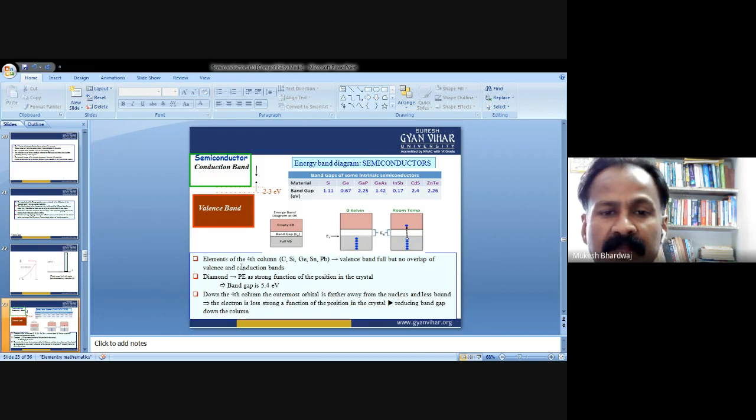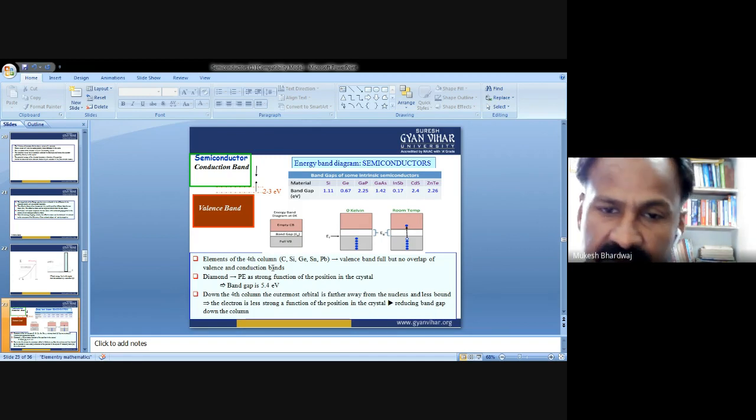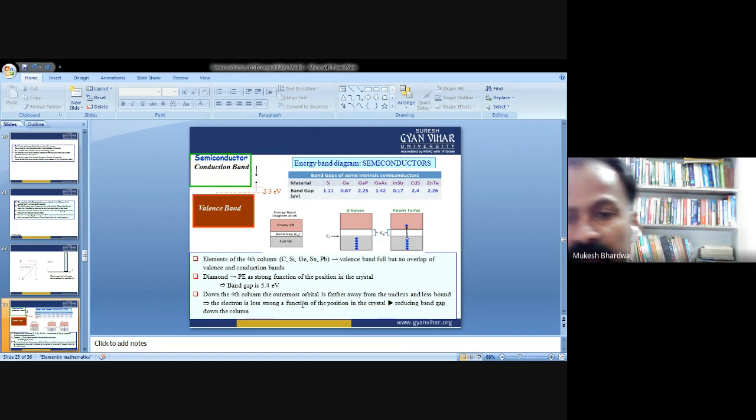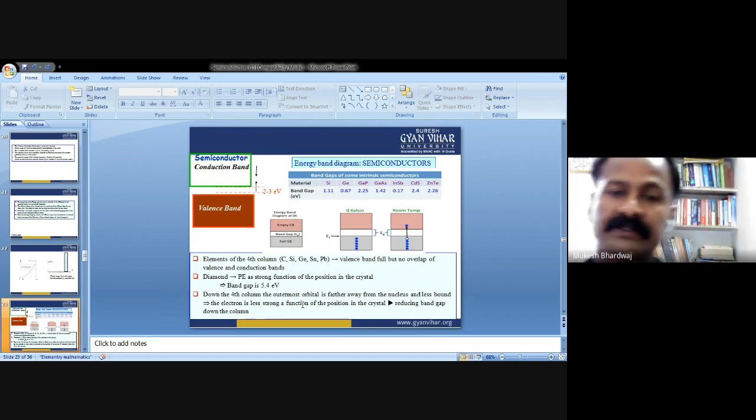The elements of the fourth group column, that is carbon, silicon, germanium, antimony, bismuth: valence band full but no overlap of the valence and conduction band. Diamond, potential energy as a strong function of the position in the crystal. Band gap is 5.4 electron volt. Down the fourth column, the outermost orbit is farther away from the nucleus and less bound. The electron is less strongly a function of the position in the crystal, reducing the band gap down the column.